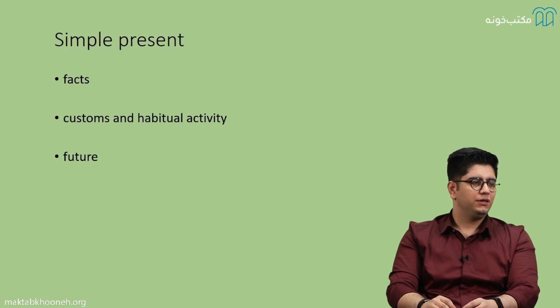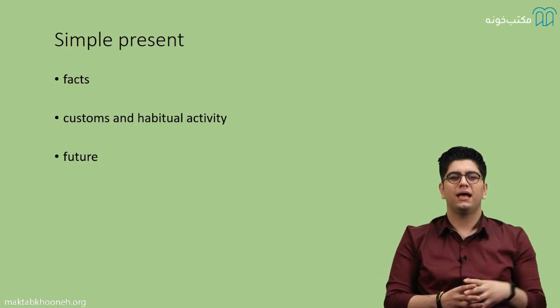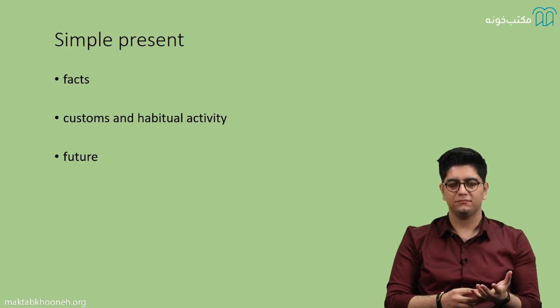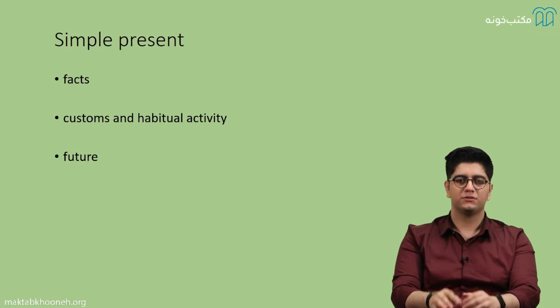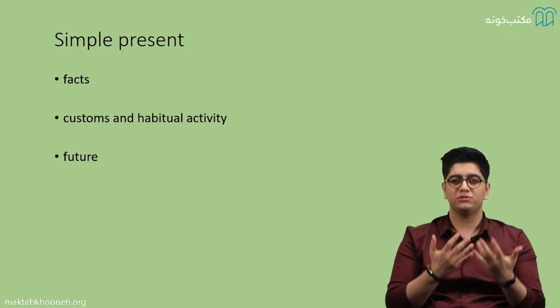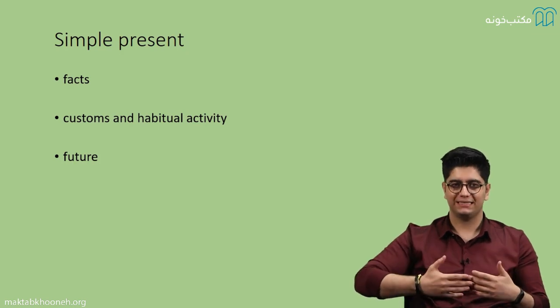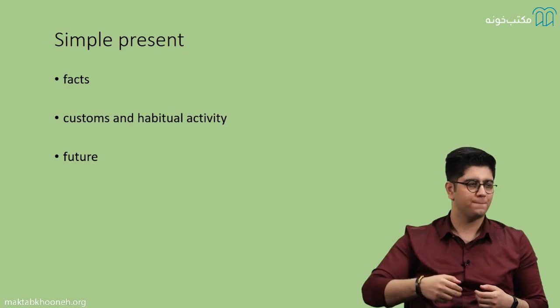Okay, next we use simple present for customs and habitual activities. For example, I go to work at 10 o'clock every day. I go to work by bus every day. How often do you go on a trip? How often do you go to the gym? So when we're talking about customs, about habitual activities, about our routine, what we do every day, we use simple present. Because it's simple present, something that is always true, something that is used as your routine.